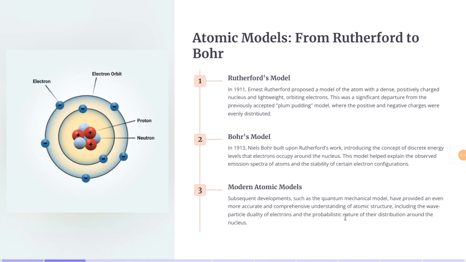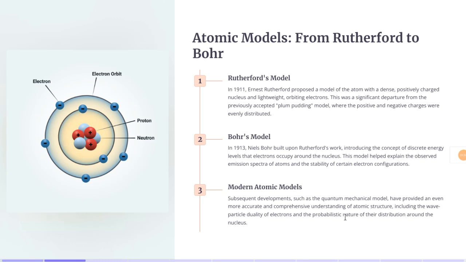Atomic models from Rutherford to Bohr. Rutherford model. In 1911, Ernest Rutherford proposed a model of the atom with a dense, positively charged nucleus and lightweight, orbiting electrons. This was a significant departure from the previously accepted plum pudding model, where the positive and negative charges are evenly distributed.